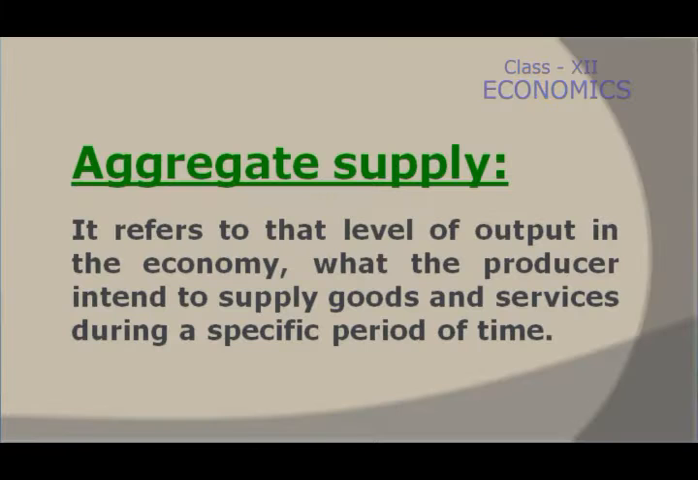Okay, now we'll see what we mean by AS, that is aggregate supply, जिसे हम समग्र पूर्ति कहते हैं. It refers to the level of output in the economy that the producers intend to supply in goods and services during an accounting year or a specific period of time.